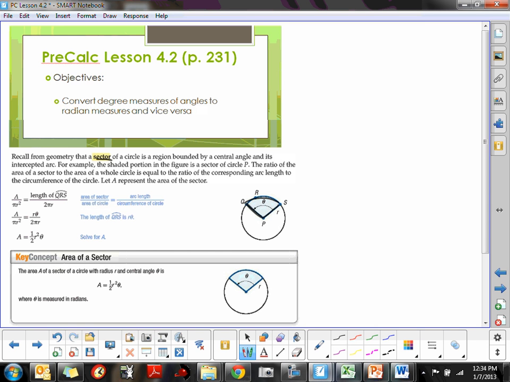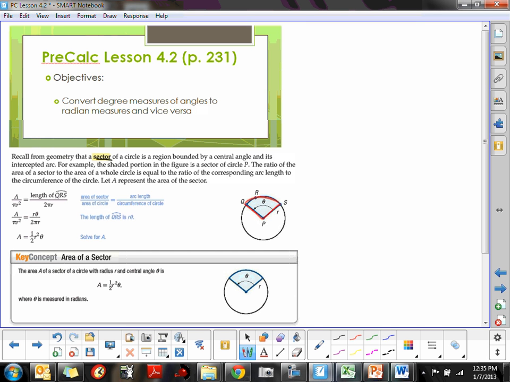It's a portion of the circle that is cut off by the initial side and the terminal side of an angle. And then we have an angle theta here, which can be measured in degrees or radians, but we're going to try to get it into radians, as you'll see as we go through our key concept here of a sector formula. So that's what a sector is: a portion or piece of the circle that's cut off by its intercepted arc and the initial and terminal sides of the angle.